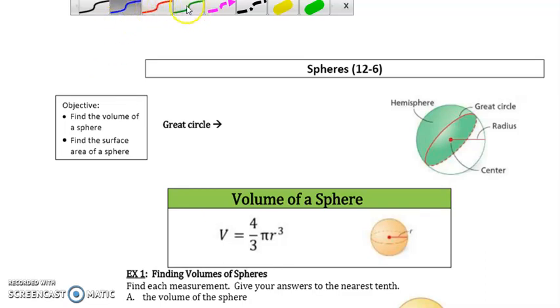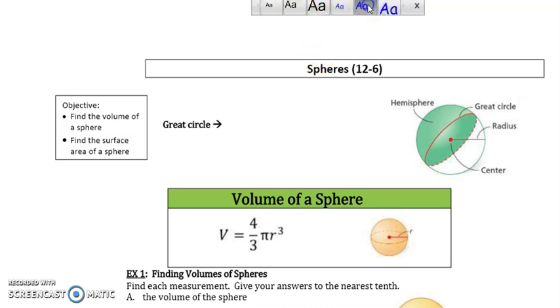So today we're going to talk about spheres. This is 12.6 if you are wanting to go into the online book. So we're going to be finding the volume and the surface area of spheres in this unit. And I know we haven't done any surface area up to this point, but we are going to be looking at it with spheres today.